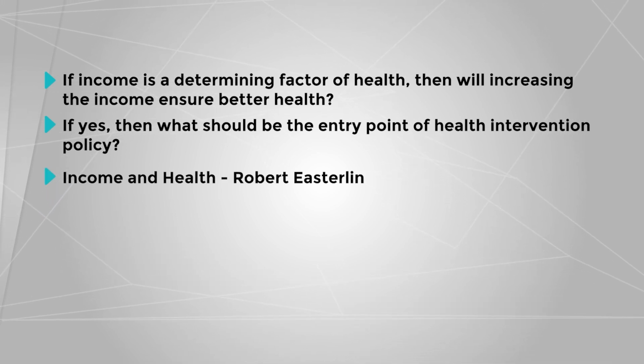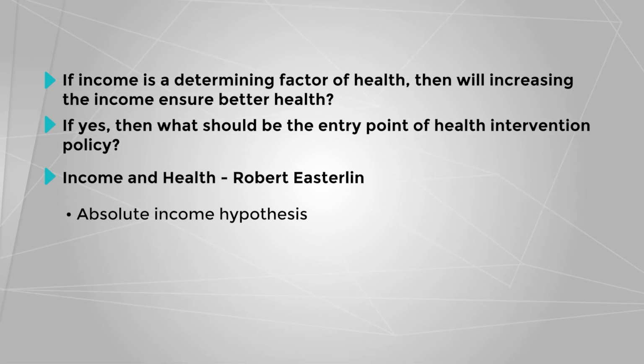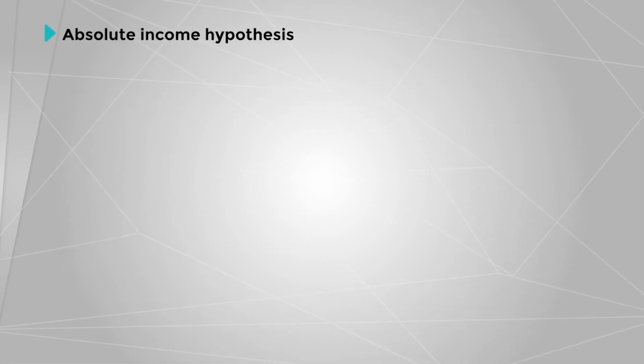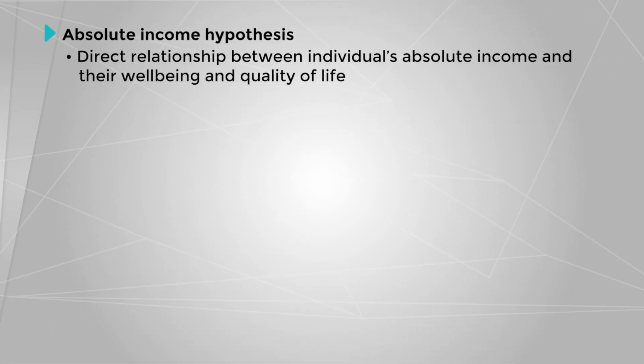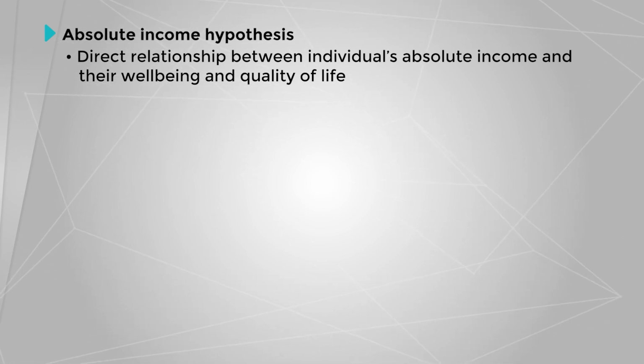The health inequality theory proposed by Robert Easterlin presents two possible explanatory paths or hypotheses. First, the absolute income hypothesis, and the second is the relative income hypothesis. The absolute income hypothesis suggests a direct relationship between individuals' absolute income and their well-being and quality of life.